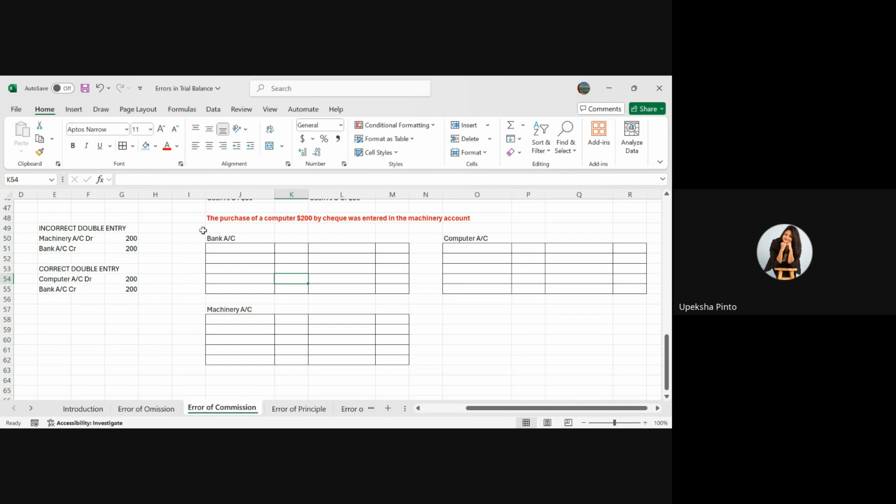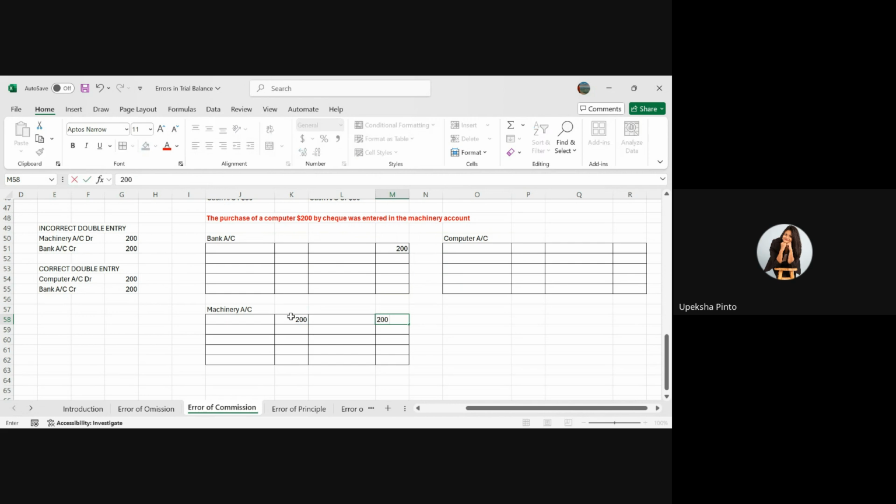So once you are purchasing a computer by check, it was entered in the machinery account. So we must first of all record the wrong entries. Wrong entries, I have debited my machinery by 200 and I credited my bank by 200. This is the mistake I have made, right? So we'll see how do you correct this. Bank is anyways correct, but I must remove from the machinery because that's my incorrect account.